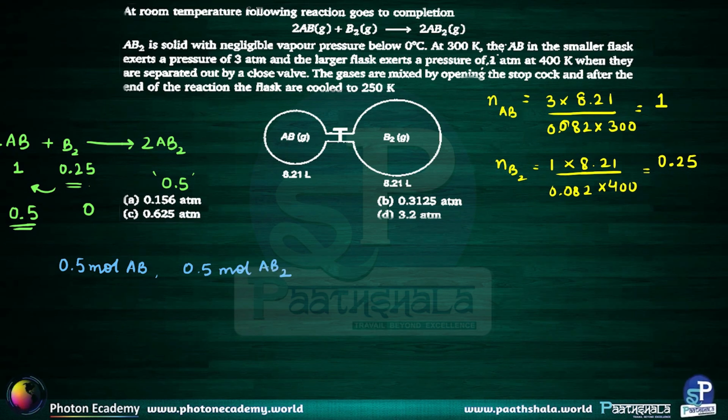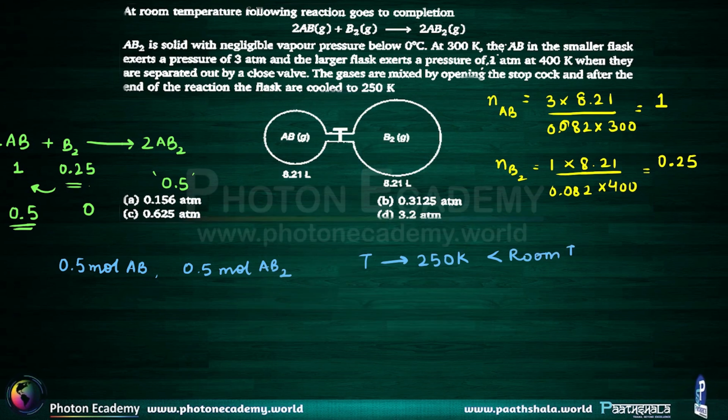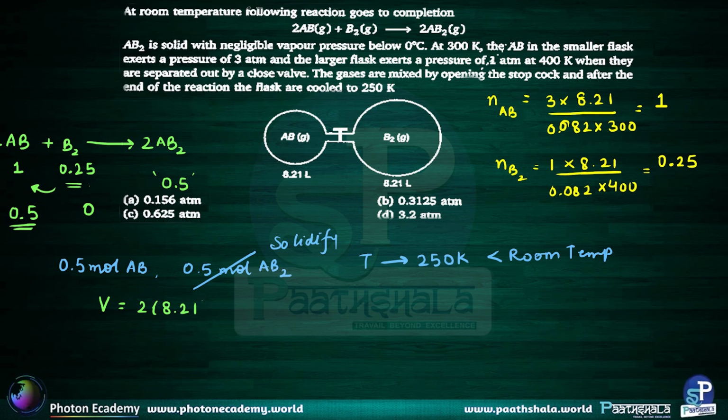Now the final temperature is going to be 250 Kelvin, which is less than room temperature. It would mean that AB2 would solidify and so would not contribute towards the pressure. So what we have is the volume equal to 2 times 8.21. The pressure is something which we have to find. The number of moles is this, and the temperature is 250 Kelvin. So let's apply the ideal gas equation.